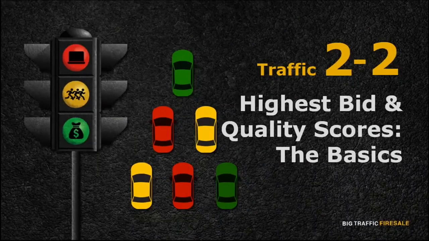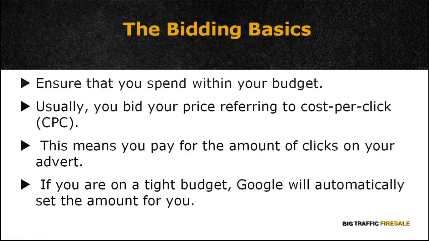Welcome back. In this module, you'll learn two major components that determine the success of your adverts: the highest bid and quality score. Now, let's understand the basics of bidding. Let's say most of us here have started out with our AdWords campaigns. First and foremost, you want to ensure that you spend within your budget, and for starters, it's common to bid your price referring to cost per click, CPC. In this context, CPC simply means that you pay for the amount of clicks on your advert.